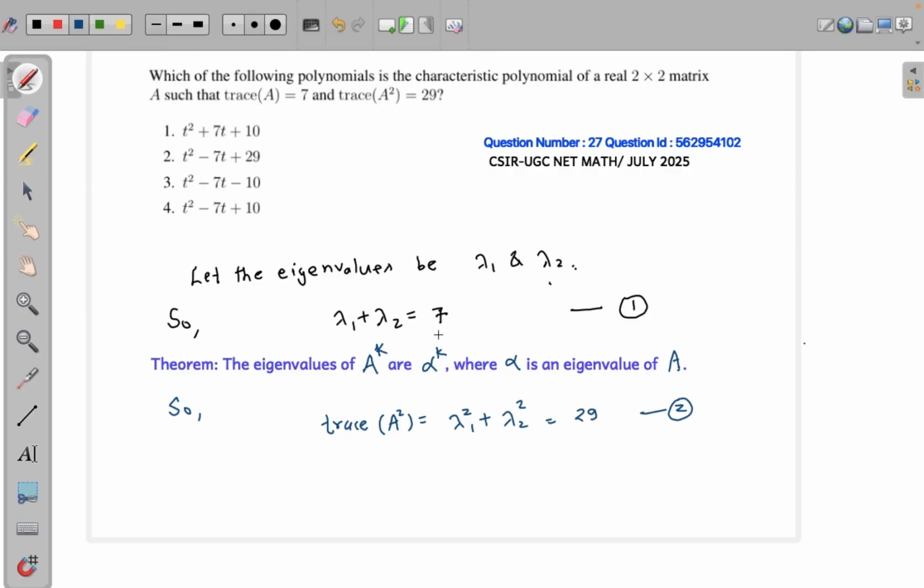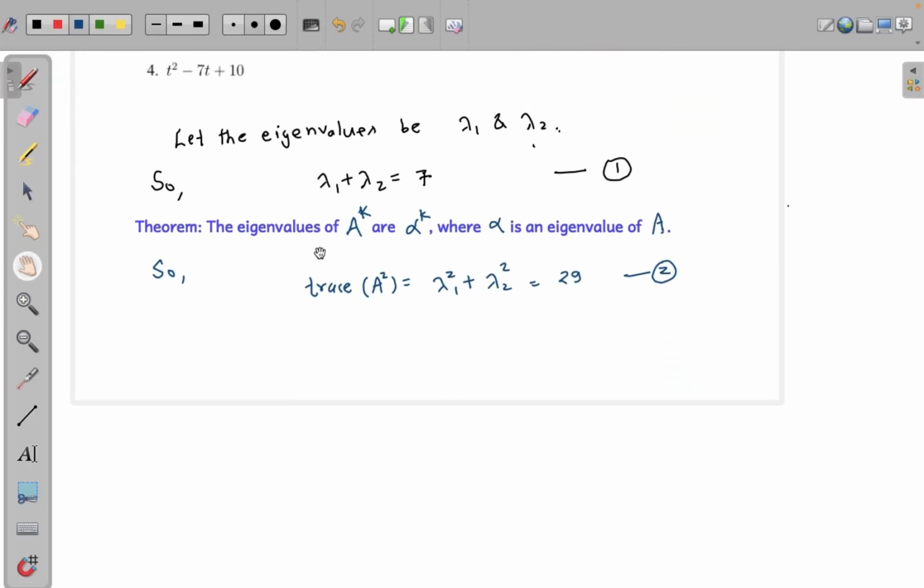we can find the product lambda 1 into lambda 2, right? And that product will be our determinant, because we know that the product of eigenvalues is always equal to the determinant. So we need to find lambda 1 into lambda 2, and we can find that even without finding lambda 1 and lambda 2. See, we are given lambda 1 plus lambda 2 and we also have the sum of the squares, so we can use this formula.